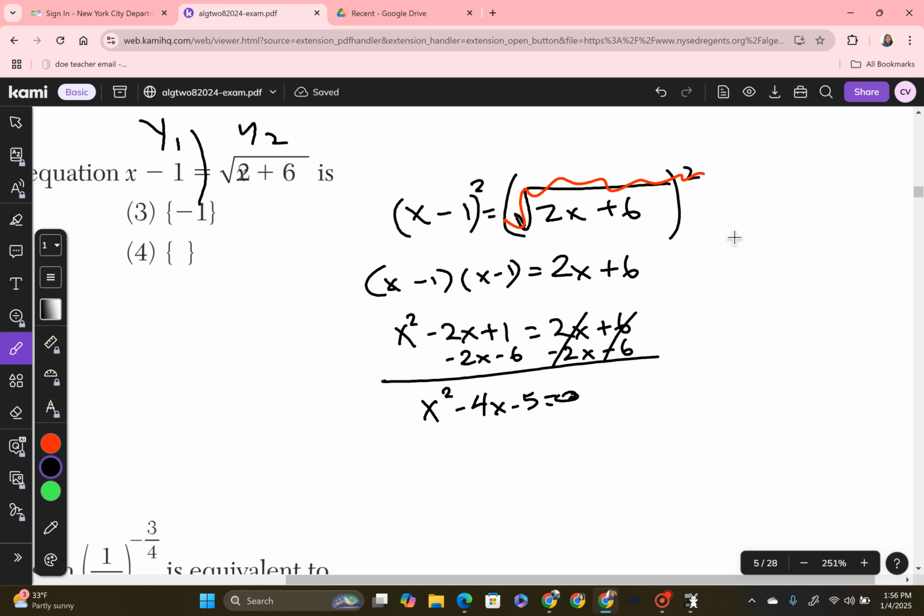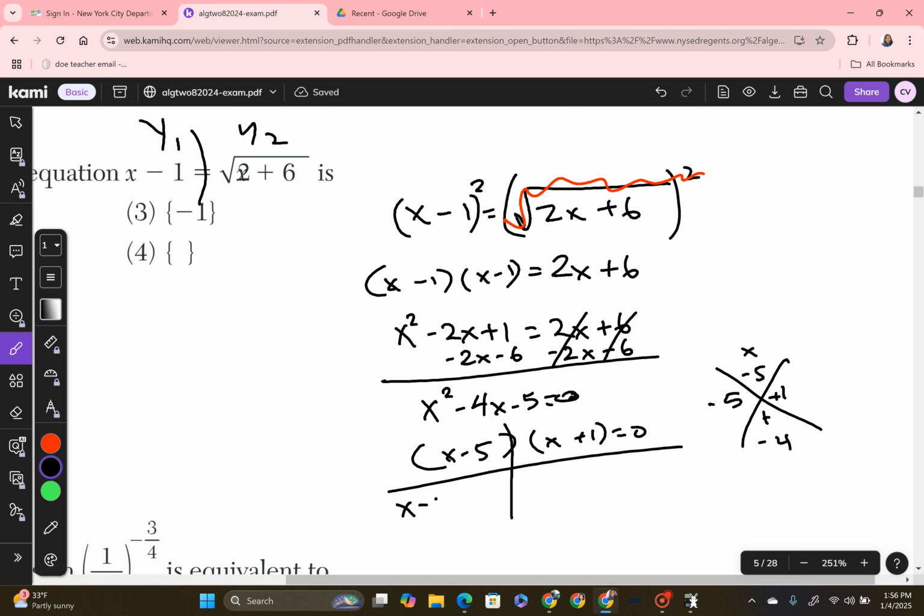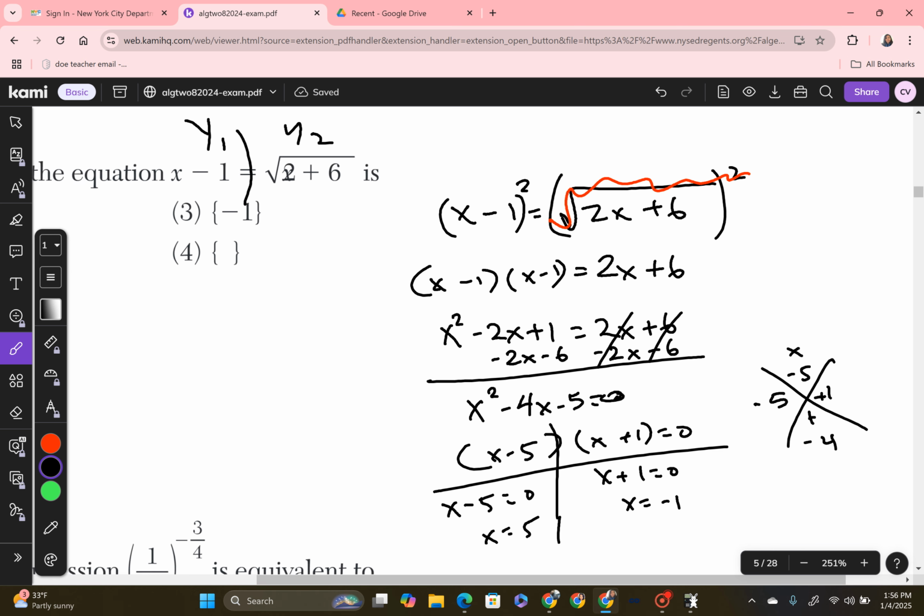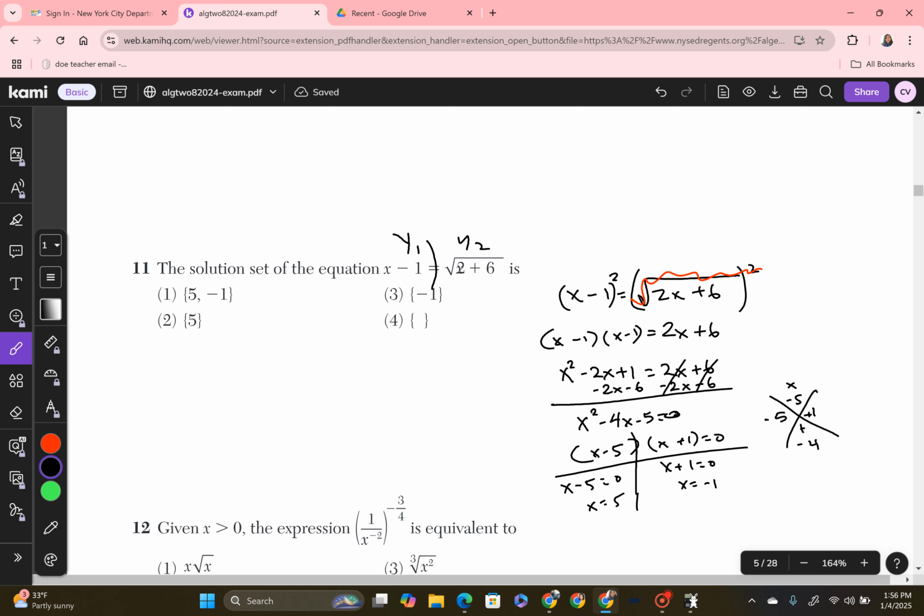Cool. So we're looking for two numbers that multiply to give you -5 and add to give you -4. What are they? 5 and 1 should work: -5, +1. So we have x minus 5 and x plus 1 equals 0. Split them up and you get x minus 5 equals 0. Switch the sign, x is equal to 5. And you get x plus 1 equals 0. Switch the sign, you get -1. So these are the two that we have to check.